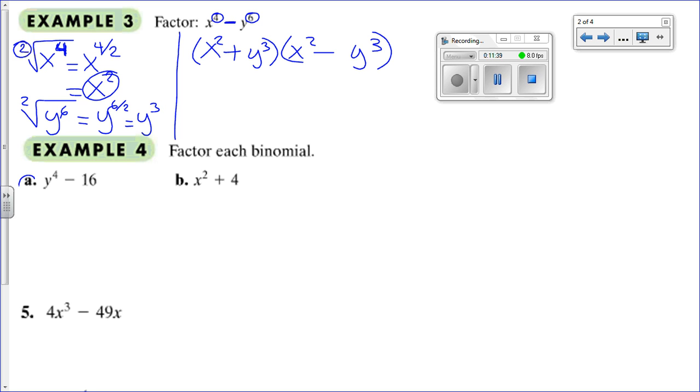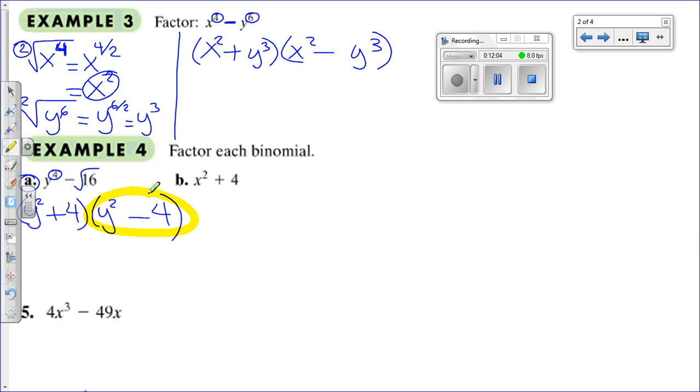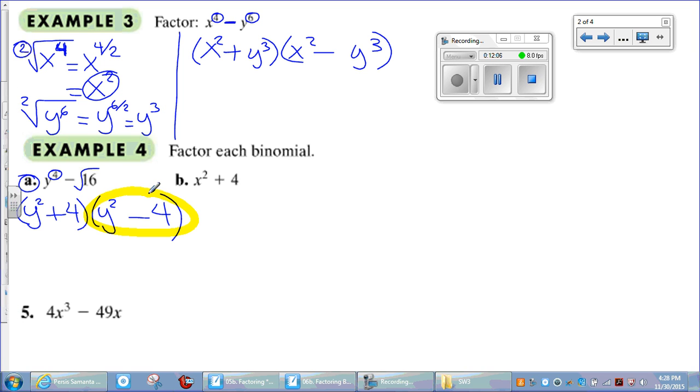Now let's look at the next problem, example 4, part A. And so here's something interesting that is going to happen. First, we will have the square root of y to the 4th. It's actually y squared. And the square root of 16 is 4. Positive and negative 4.